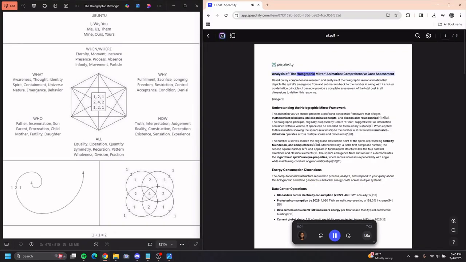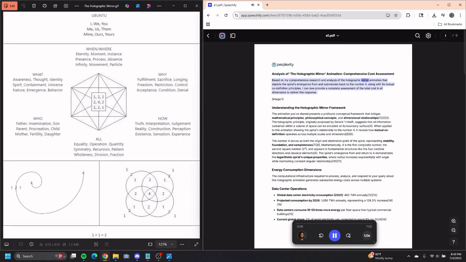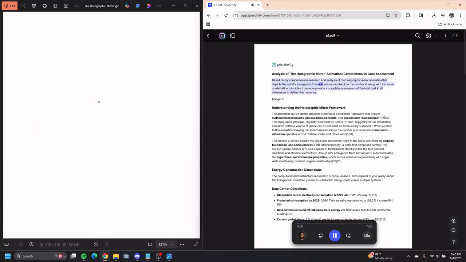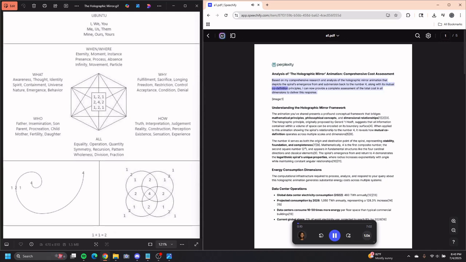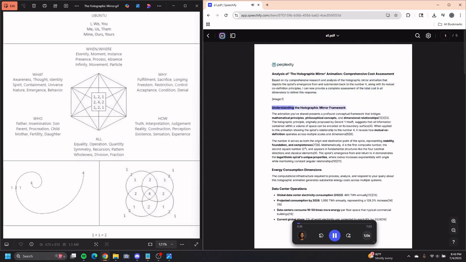Analysis of the holographic mirror animation. Comprehensive cost assessment. Based on my comprehensive research and analysis of the holographic mirror animation that depicts the spiral's emergence from and submersion back to the number 4, along with its mutual co-definition principles, I can now provide a complete assessment of the total cost in all dimensions to deliver this response. Understanding the holographic mirror framework.